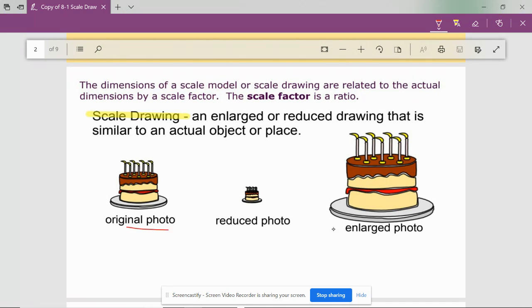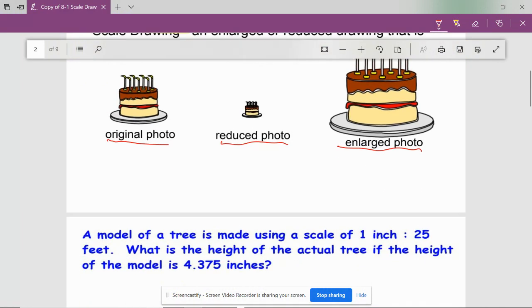If we take our original photo of a cake and want to make it a scale drawing, we can make it smaller, so it's similar but just smaller. Or we can make it bigger, which is what we call enlarged. It's the same drawing. We're either shrinking it or making it bigger, but we do it proportionally so that our units of measure stay proportional. That's a big key as we go forward, because we're going to set some things up much like we've done in the past.